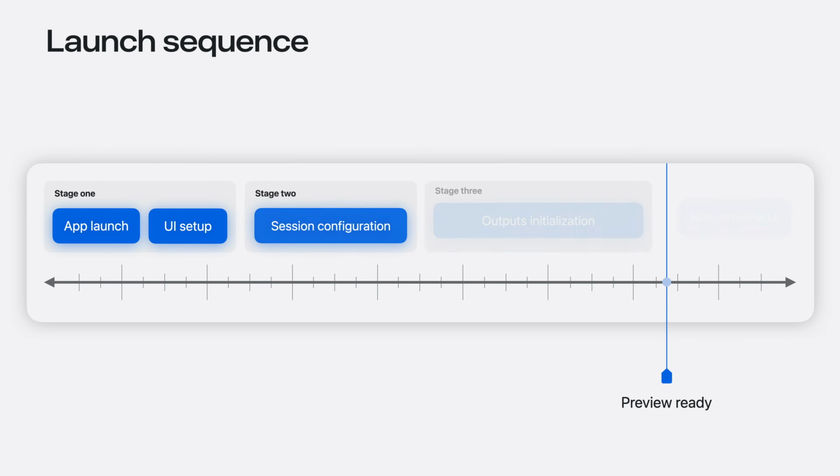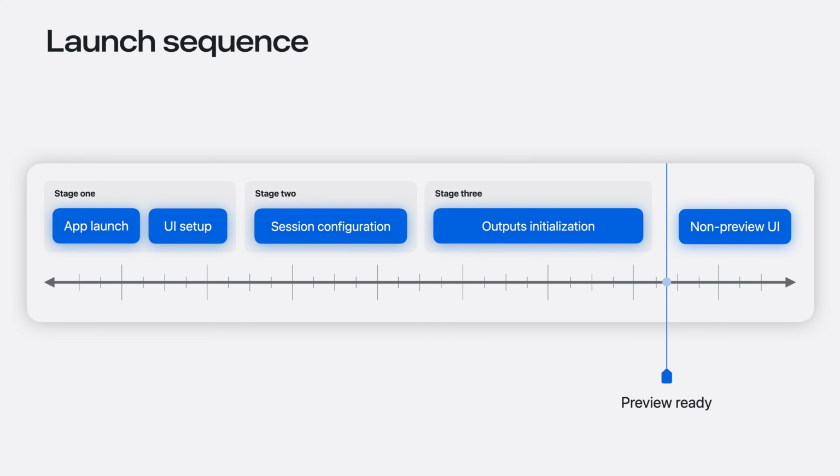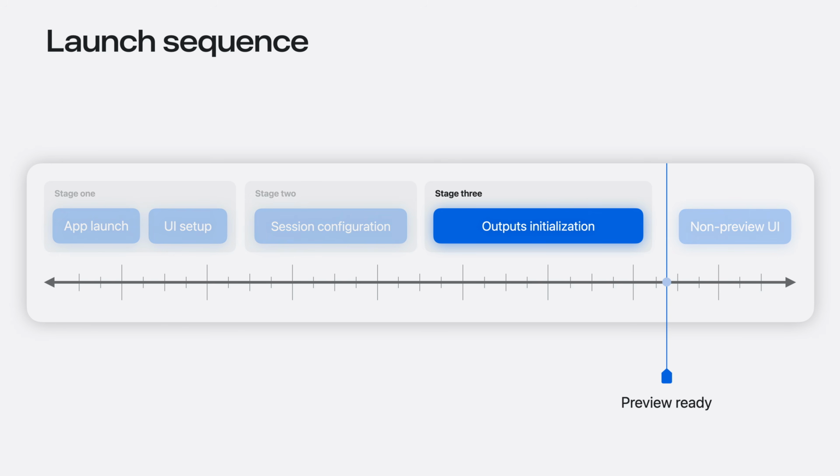Next, I'll cover the most expensive part of camera launch, initializing AV Capture outputs. Initializing AV Capture outputs noticeably slows down launch. To render preview, the app only needs a preview layer or one output initialized. Outputs like the movie file output and photo output aren't needed for preview.